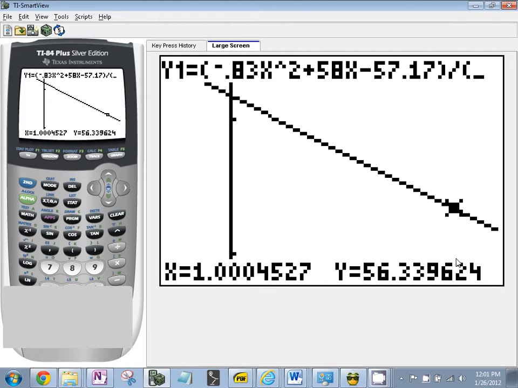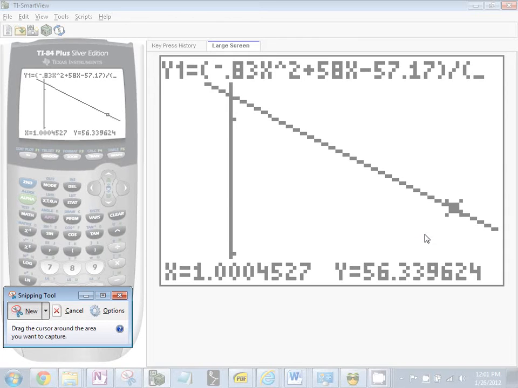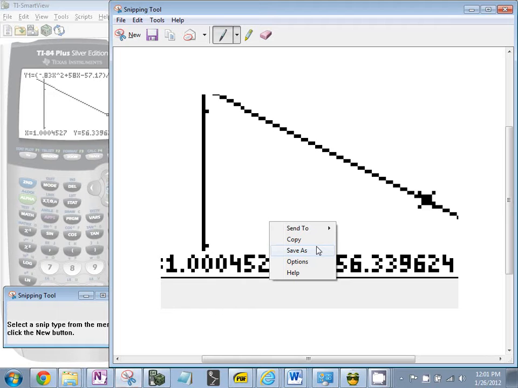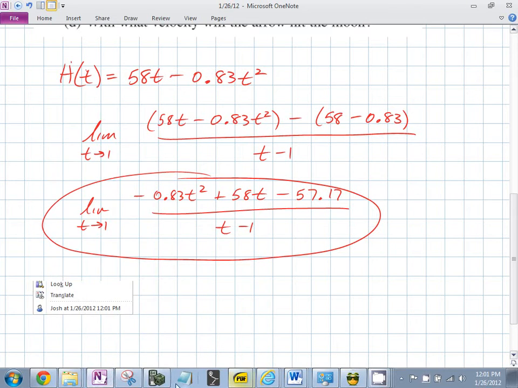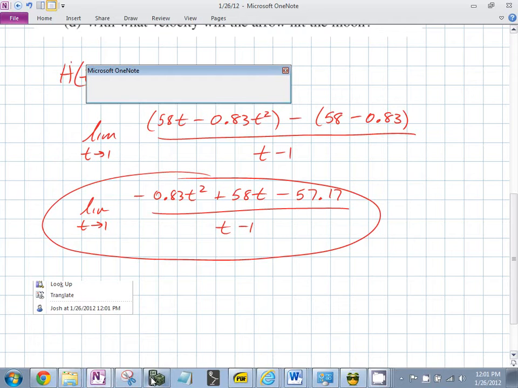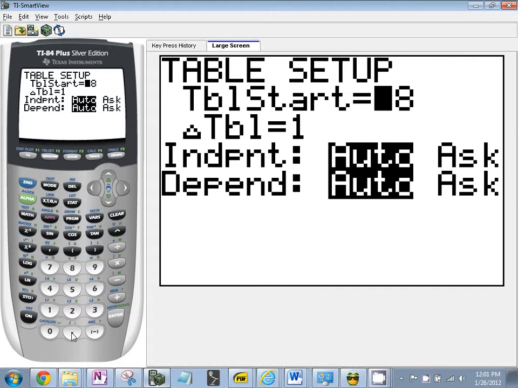Now, this is one way of verifying it. Another way of verifying it would be to look at a table. Remember tables? Look at tables of values. If we go back to our calculator, we could do second table set, and let's start at 0.99. What should our delta table be? 0.001. You have to go one beyond. You can do 0.1, you just jump over it. Then you do second table, and what do we end up with here?